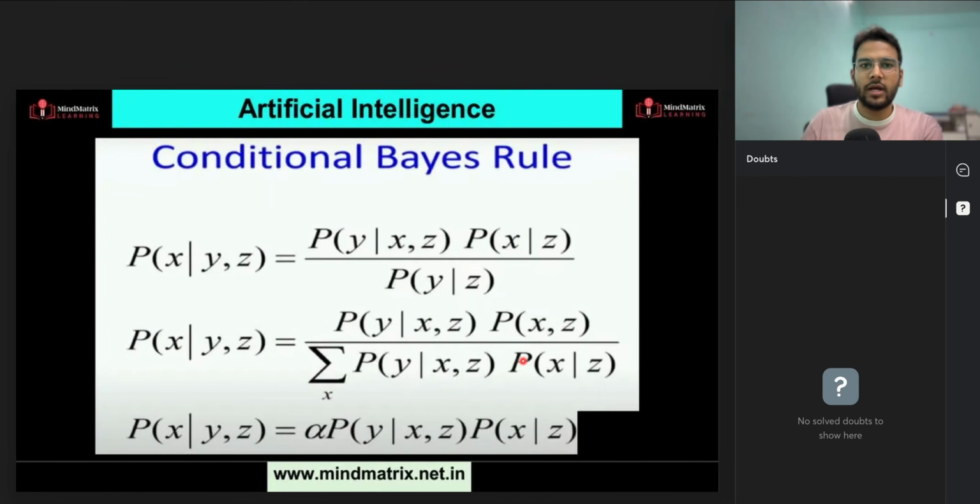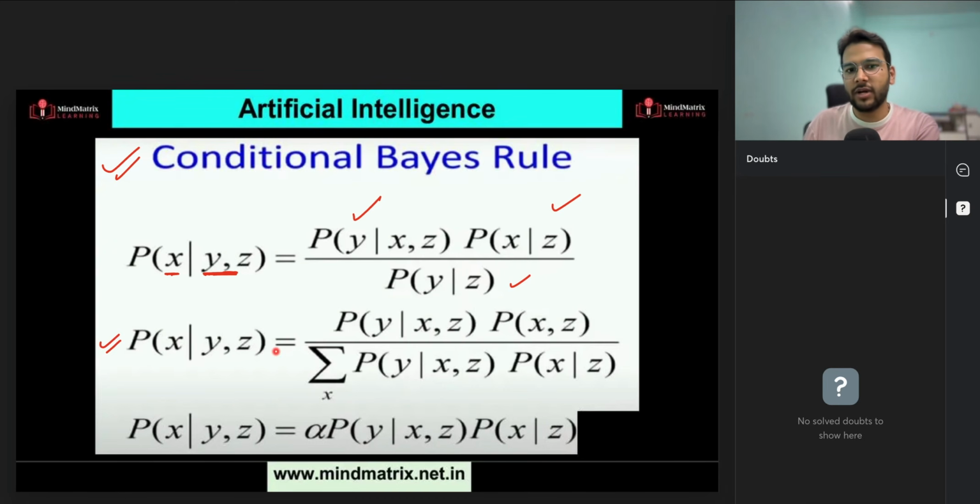And there are some other forms also, like the conditional Bayes rule. We can write it like this: probability of x given y comma z. If you want to easily recall what to write, this is cause, this is effect. So what is given here? You have x given y comma z, so here it will be y given x comma z. Simply, you just have z given in all the terms.